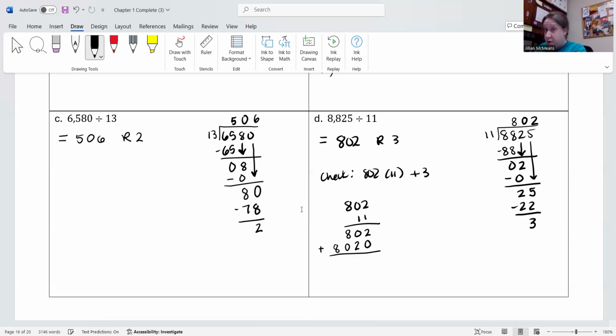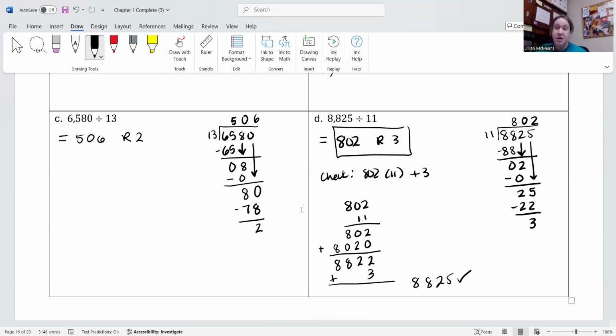We add our partial products, so 2 plus 0 is 2, 0 plus 2 is 2, 8 plus 0 is 8. There's nothing to add to that first 8, so we just bring it down. And then don't forget, you have to add your remainder. So we want to add our remainder, which gives us 8,825. So everything really does check out here, okay?